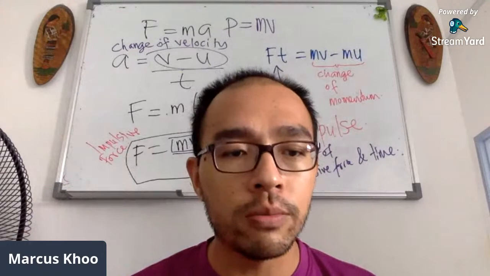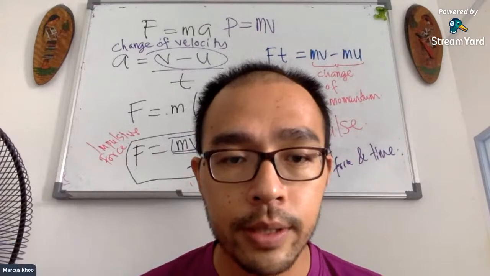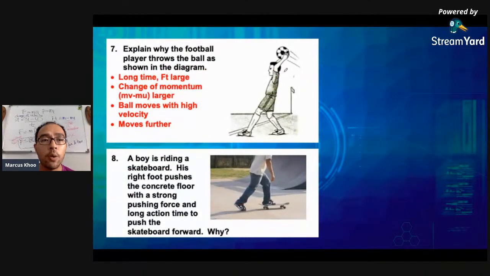For example, I think I have this example here. Explain why the football player throws the ball as shown in the diagram. He has to put his hand at the back. No football player is going to throw the ball like that. He starts right from the back because he needs to increase the amount of time he's throwing that ball. Of course, the force comes from his body, but what he can change is the time that he's throwing the ball.